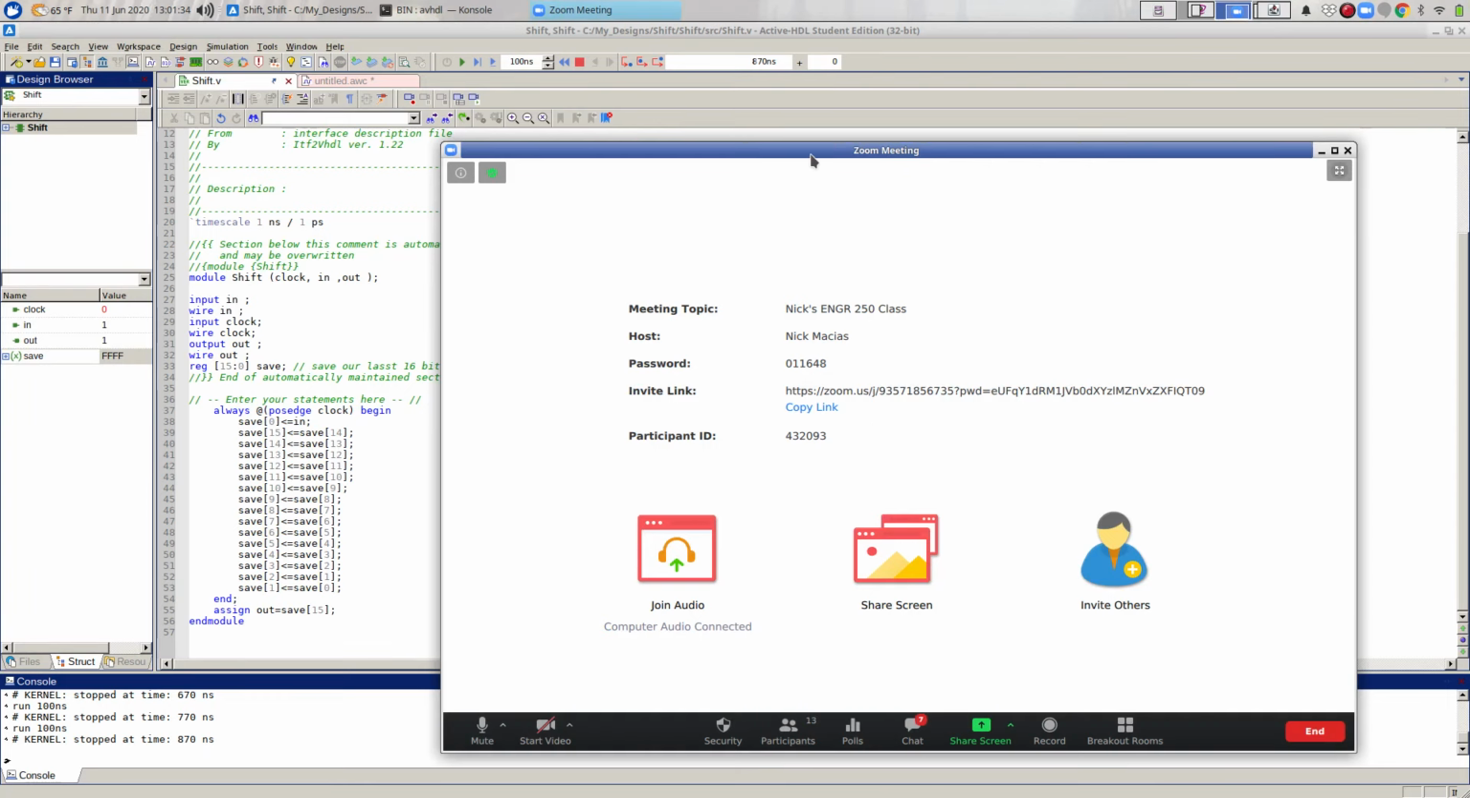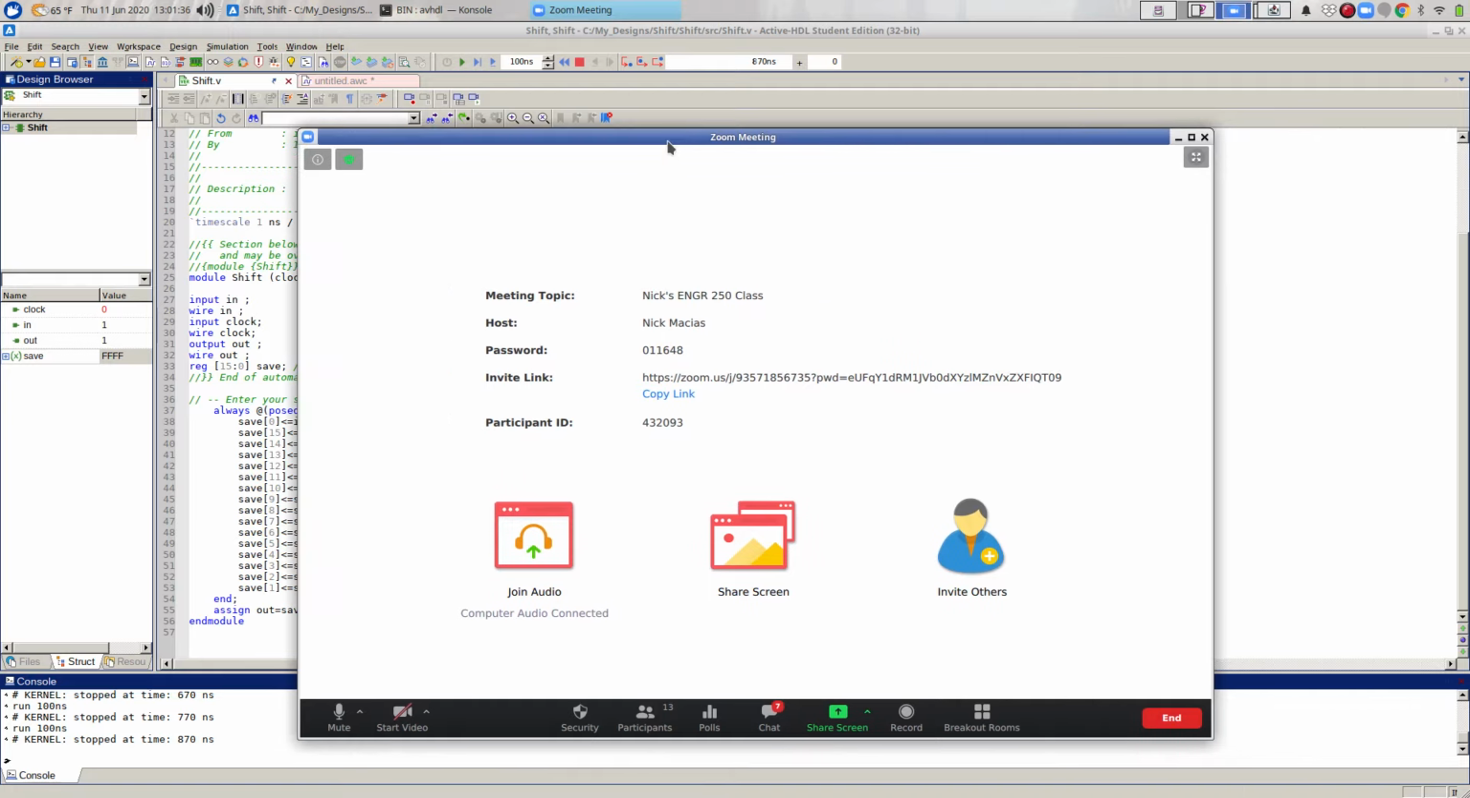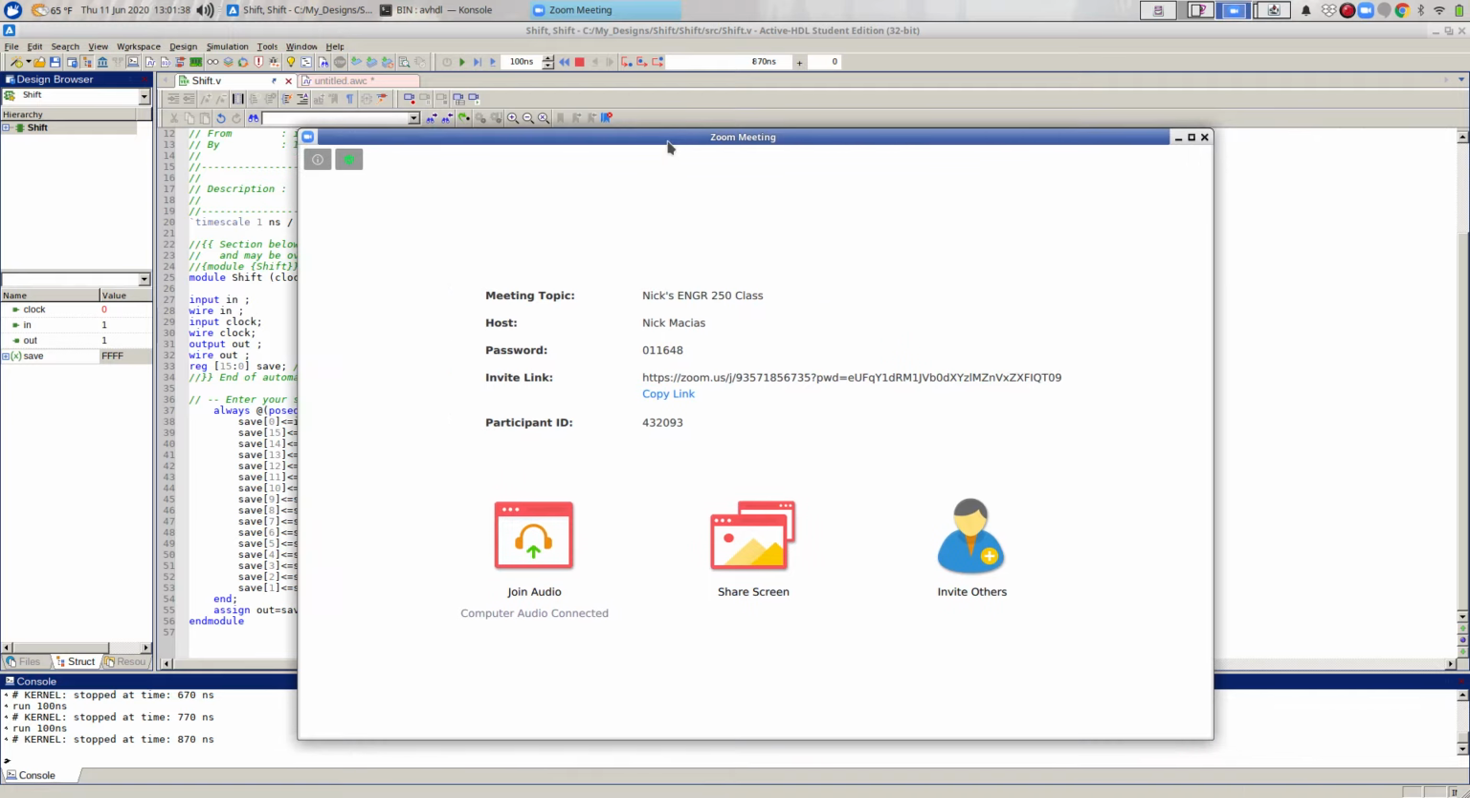All right. Any questions on Verilog Lab 7, stuff like that? Just Verilog in general. So in 270, we're going to be using assembly code.